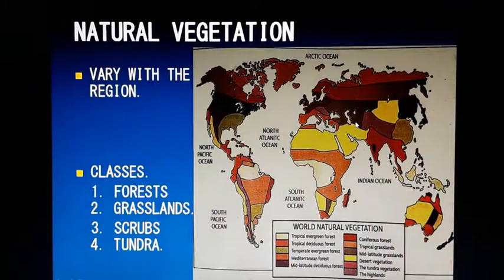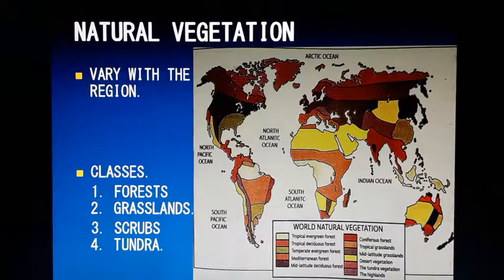Okay, we are coming to the natural vegetation. It varies with the regions. The classes we have already discussed: forest, grassland, scrubs and tundra. We can see the desert vegetation in yellow color on the map. This one is the Sahara desert, some places Thar, in Russia there is also desert, and in Australia a desert is also there. We have different kinds of desert.